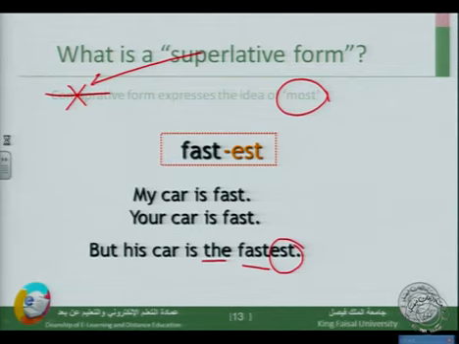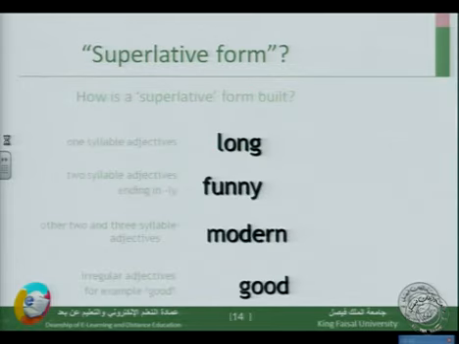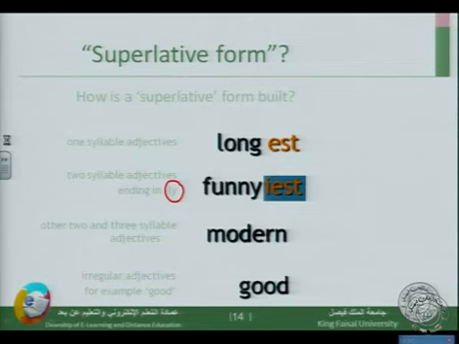What are the rules of superlative form? We have actually almost the same rules. If an adjective has only one syllable, like long, we say longest. If we have an adjective with two syllables and ending in ly أو y, مثل funny, we change y into I and then we add est and it becomes funniest. لاحظوا, y becomes I and then we add est.